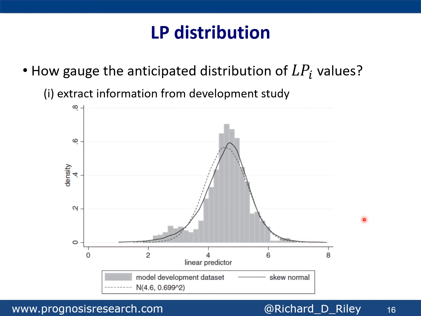Here's a real example where I've got the histogram for an existing prediction model, and I've tried to approximate the underlying distribution by either a normal distribution, here's a dotted curve, or a skewed normal distribution, which is the solid curve. And actually, when we apply the sample size calculation, it doesn't make much difference either way we do this. But the key thing is we're using these distributions to try and mimic an approximation for the underlying true distribution as based on the observed distribution from the model development paper, which was this histogram.